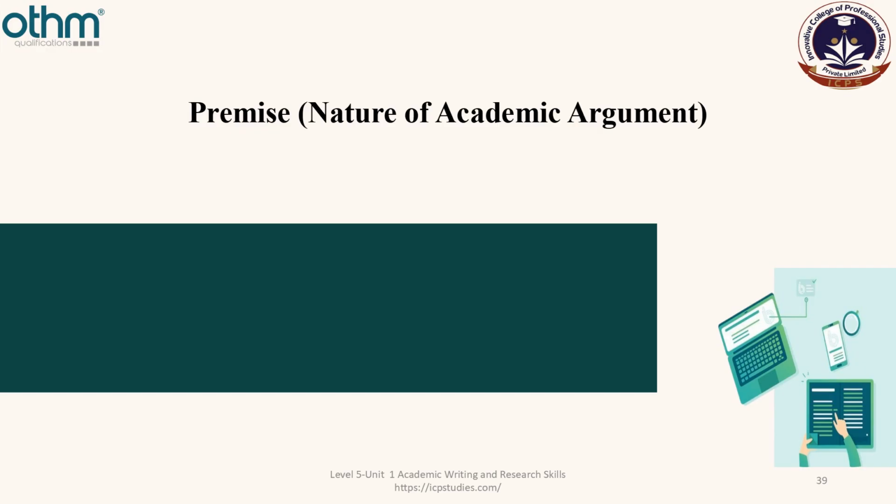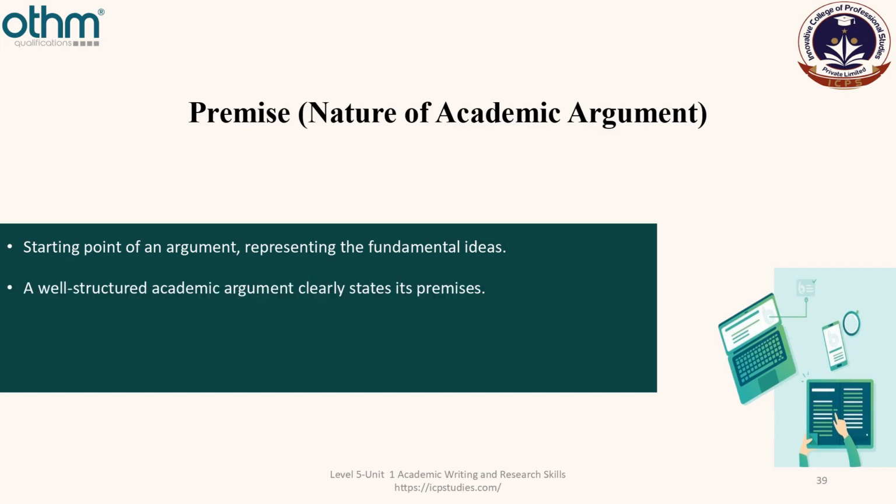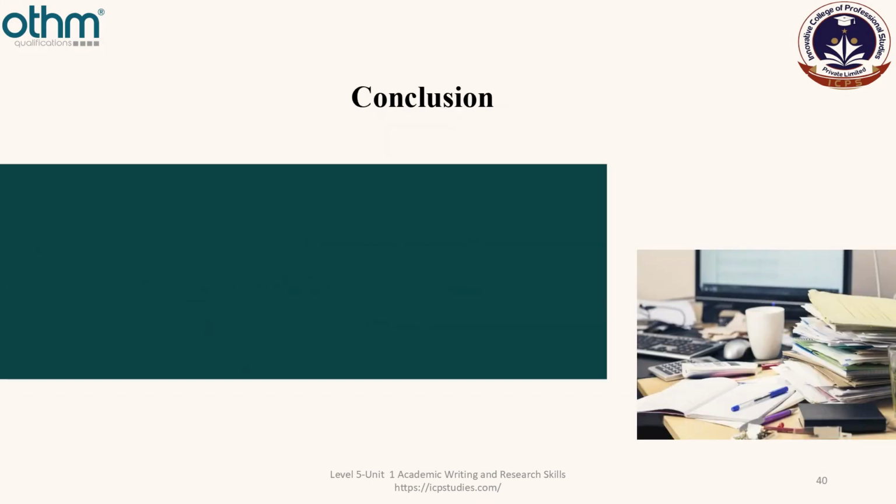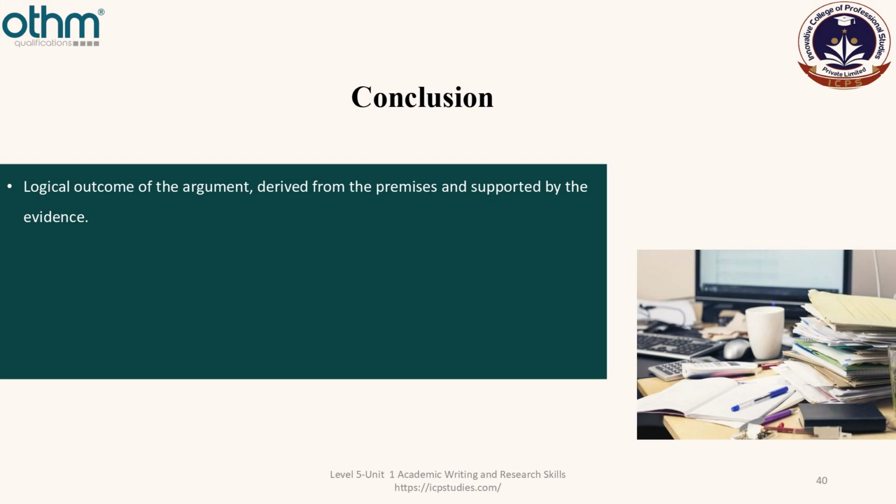Now, what is a premise? A premise is the nature of an academic argument. It is the starting point of an argument which represents the fundamental ideas. A well-structured academic argument clearly states its premises. And the nature of the academic argument always involves constructing these premises in a way that logically leads to the conclusion. Now, what is a conclusion?